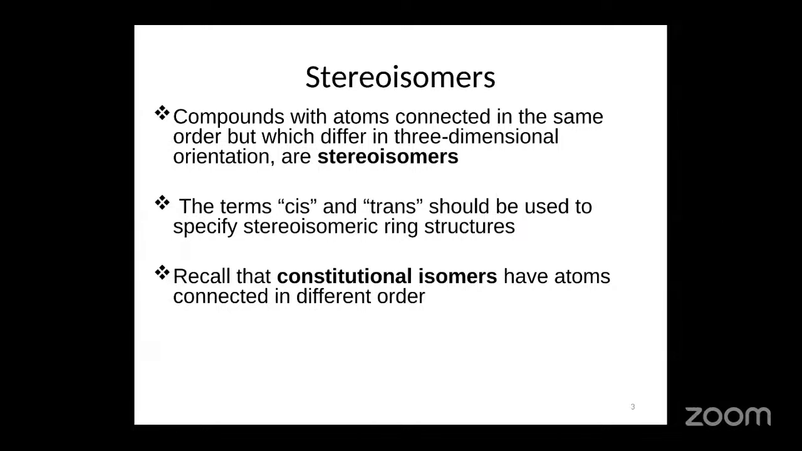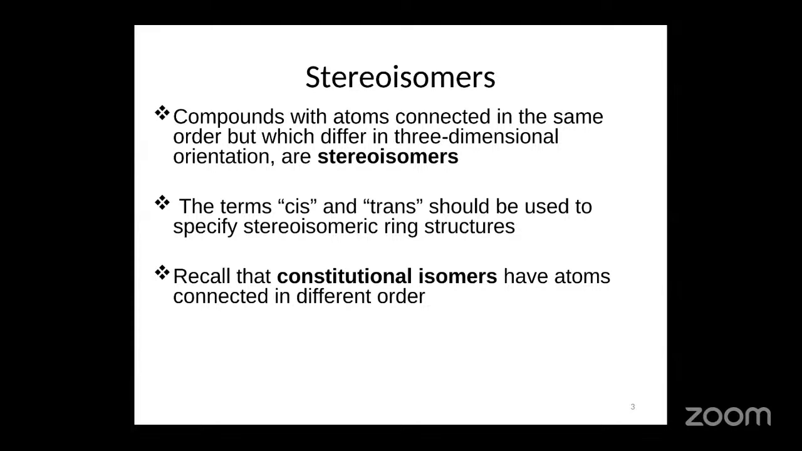Now, if your question asks, what are stereoisomers? Stereoisomers are compounds with atoms connected in the same order, but they differ in three-dimensional orientation. Now, listen. The difference between constitutional isomer and stereoisomer is this three-dimensional orientation. So make sure you know how to define stereoisomers, and you should be able to differentiate between constitutional isomers and stereoisomers. The difference is the three-dimensional arrangement that we have in stereoisomers.